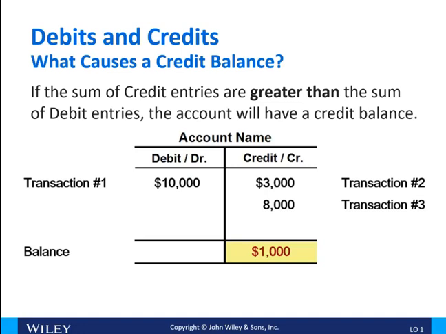So if we have transaction 1 that's a debit, put that on the left side, it's $10,000. Transaction 2 is a credit, it's $3,000. Now in this example, transaction 3 is a credit of $8,000, so we put that on the right side, the credit side. We have $11,000 of credits, which is more than the $10,000 of debits, so we have a $1,000 balance, and it's a credit balance because the credits are greater.